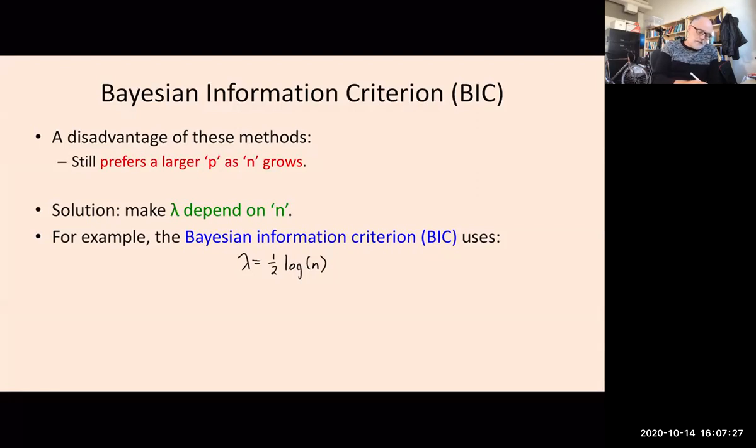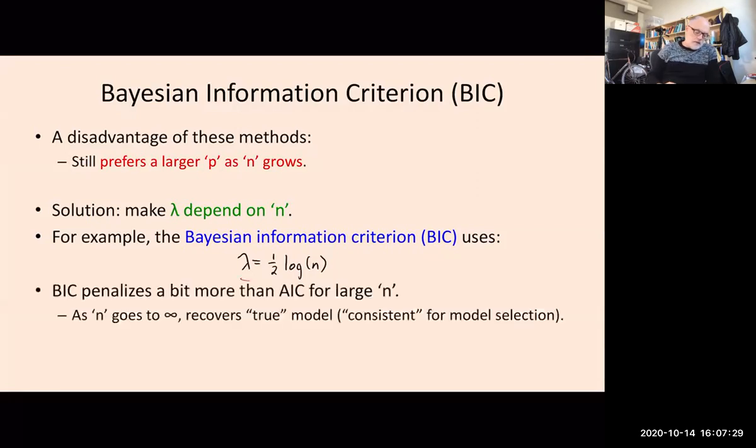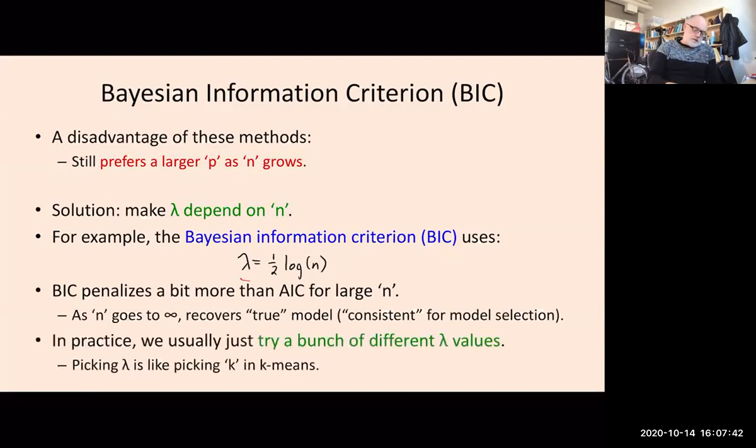The Bayesian information criterion uses lambda equals 1/2 log n. This means that it penalizes a little bit more than the AIC, the Akaike information criterion, for large n. As n goes to infinity, this recovers the true model. It's consistent for model selection.